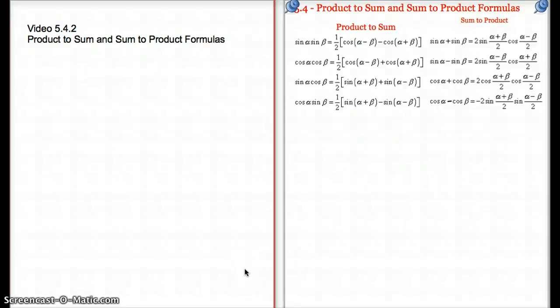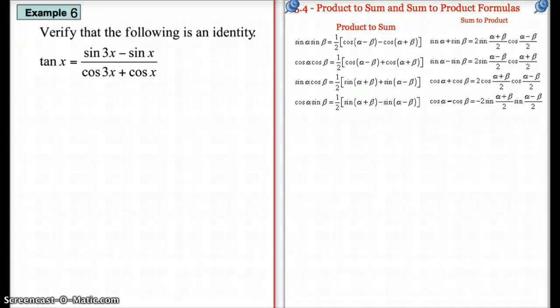In this video, you're going to see how the product-to-sum and sum-to-product formulas help us verify identities. Remember, these are the formulas you're going to need, so we're going to keep them handy for our verifying, and you're going to see real quick how they're helpful.